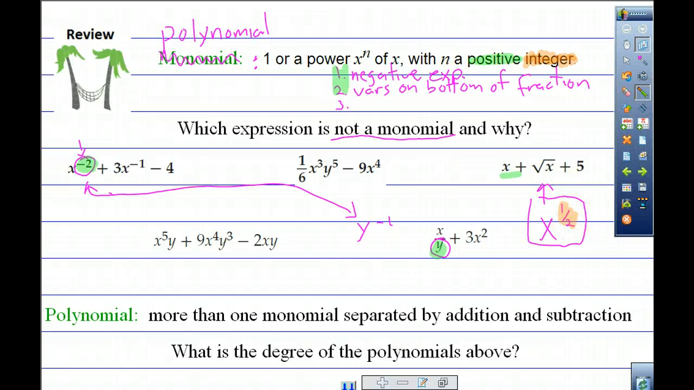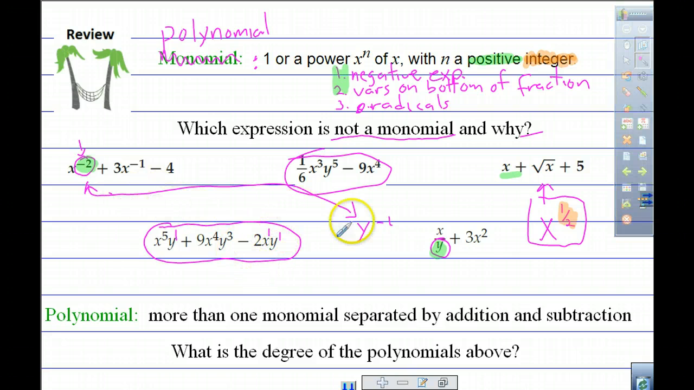So those are the three different reasons why you would not have a polynomial: negative exponents, variables in the denominator, and radicals. So the other ones remaining right here, that's a polynomial. That's a polynomial. All positive exponents, right? No variables in denominator, no square roots.